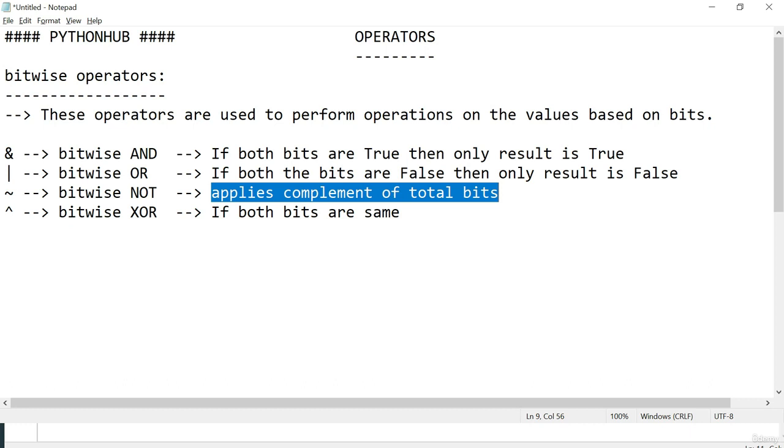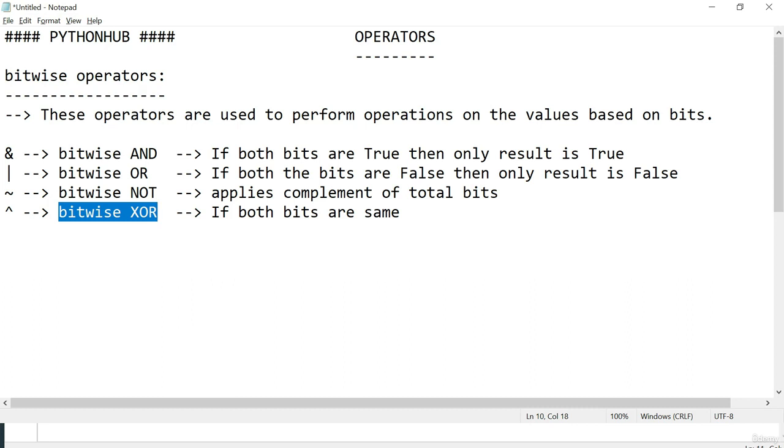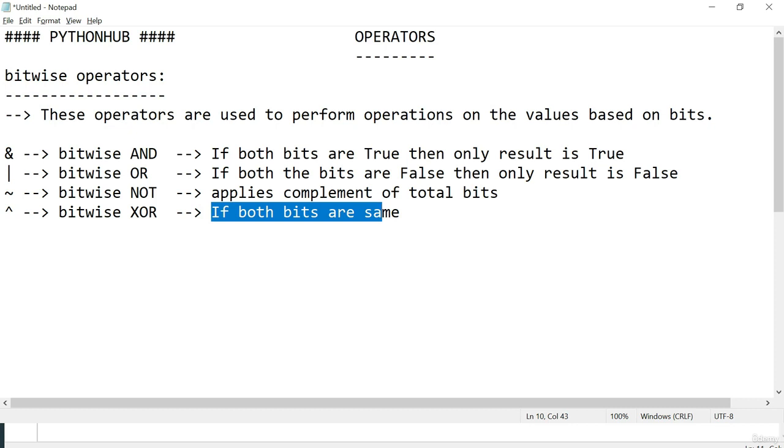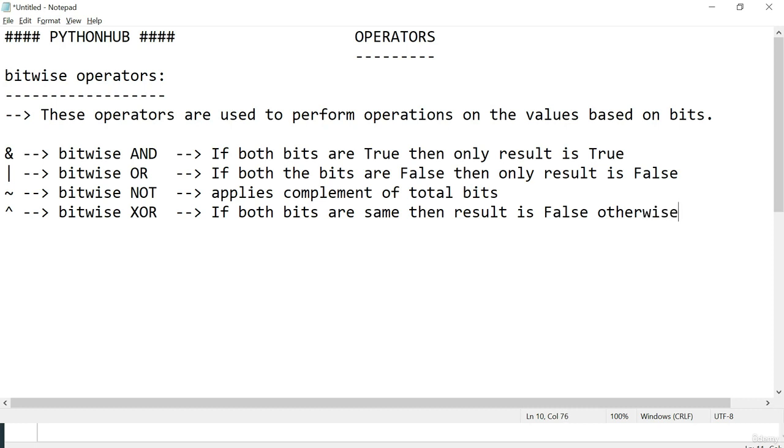Next one is bitwise XOR. Bitwise XOR is denoted with the symbol called cap (^). With this cap symbol, we can denote the bitwise XOR operator in Python. In bitwise XOR, if both the bits are the same, then the result is false, otherwise true. Now let us see how these four operators work one by one.